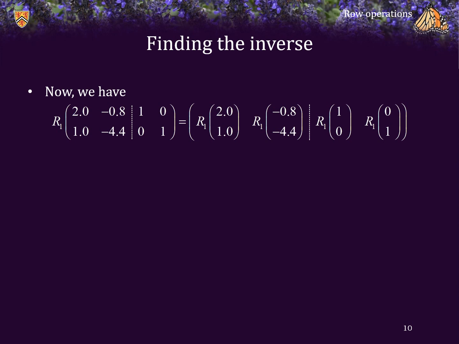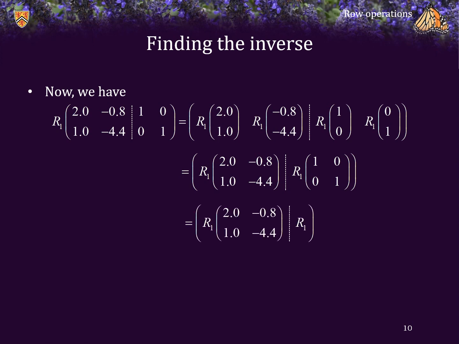Now, notice, however, that this is actually the matrix R1 multiplied by the original matrix on the left of the augmentation, and on the right we have R1 times the identity matrix. Oh, but R1 times the identity matrix is R1. So what we have now is the row operation R1 applied to this 2 by 4 matrix is the matrix that has on the left R1 times the original matrix, and on the right the row operation matrix itself.